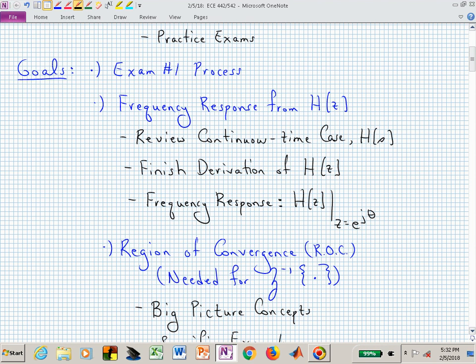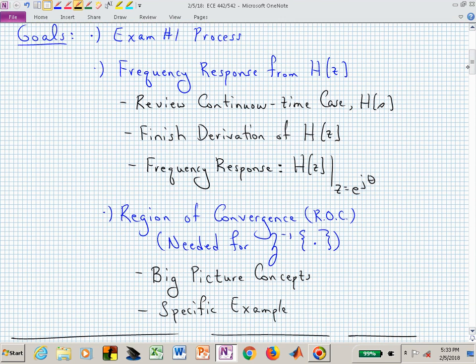And we'll continue with our review of the continuous time case. We'll finish the derivation of H of z. First, we have to find a difference equation from a differential equation. And then we'll look at the frequency response, which, instead of walking up the imaginary axis in the S-plane, now we don't have to walk so far, do we? We just have to walk around a unit circle. We don't have to go an infinite distance to find the frequency response. In the discrete time setting, we actually have a finite distance to move through in order to find the frequency response. Then if we have time, we'll look at the region of convergence in a little bit more detail.